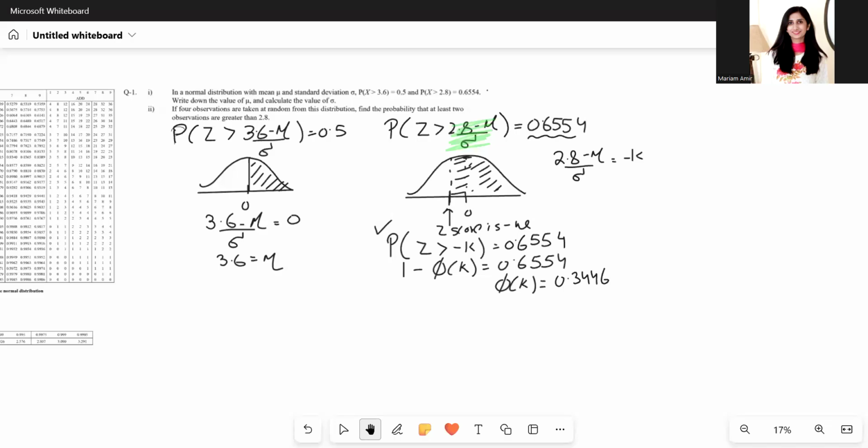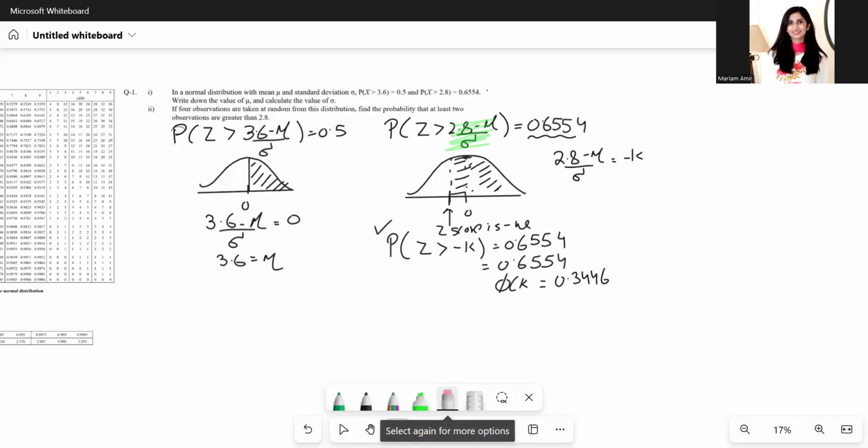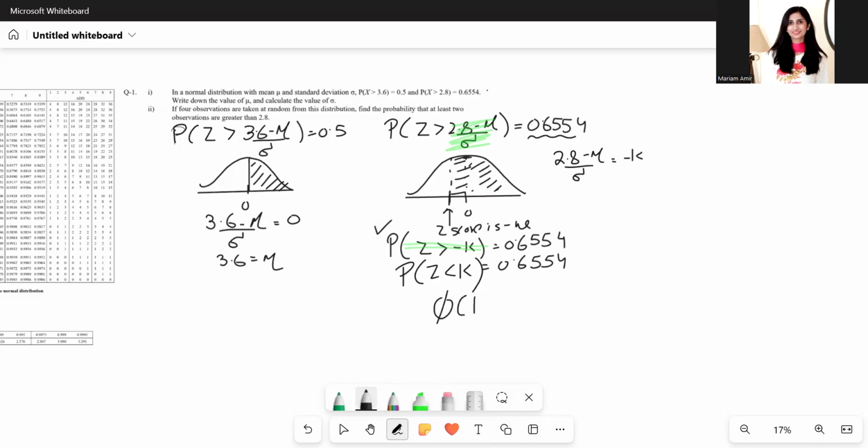Okay, I just realized I made a huge blunder. This gets simplified to probability z is less than k. Very sorry about that. So this is just phi k equals 0.6554. Now we're going to go to the table, find the z-score for which we get this probability 0.6554.